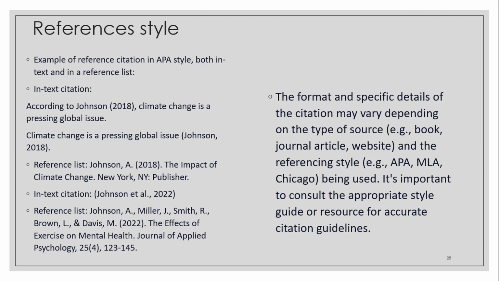This is when you have only one author. When we have more than one author, we will put Johnson et al., 2022. That means you have more than one author. In APA style, this applies when you have more than three authors, because if you have fewer, you mention all of them: the first author, comma, the second author, comma, the third author. But when you have more than three, you will mention et al. and then put the year. And the list of references is the same, like different styles.